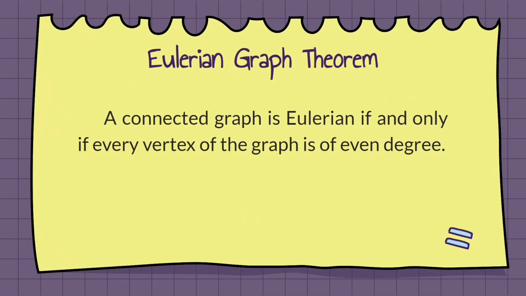So, an Eulerian graph theorem: a connected graph is Eulerian if and only if every vertex of the graph is of even degree. So that is what we call the Eulerian graph.